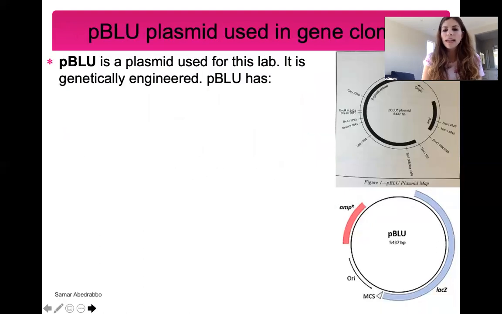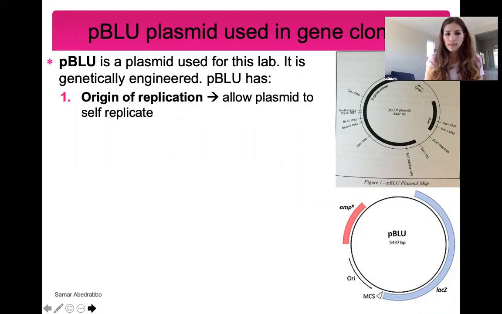So when we look at the pBLU plasmid, which is a very popular plasmid used in gene cloning, it's popular because it has a few things that make it relatively easy to use. So scientists, when we want to do experiments, we want to do the simplest, easiest thing possible that works. So pBLU is a good plasmid. It has an origin of replication, the ORI, and this is important because this lets the plasmid self-replicate. Because when you get the plasmid in the bacteria through artificial transformation, you want it to make copies of itself.